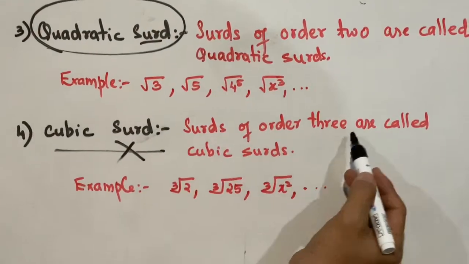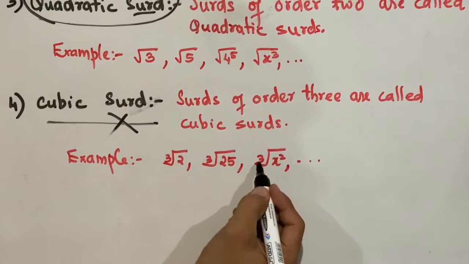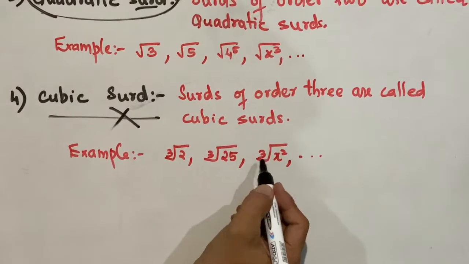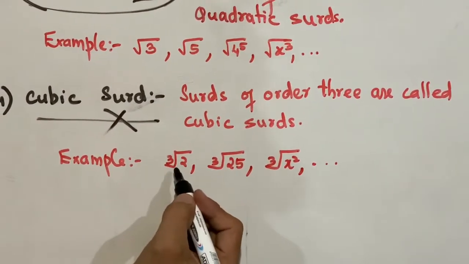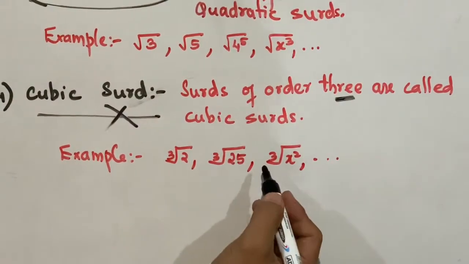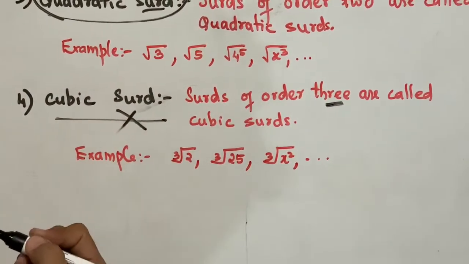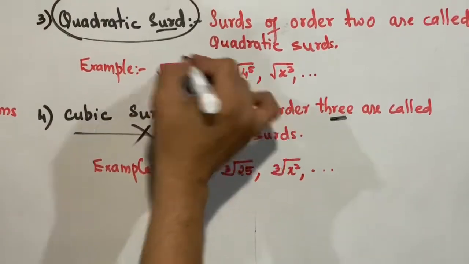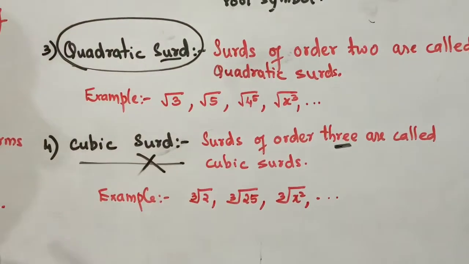Cubic surds are surds of order 3, the cube root. In the cube root surd, the order is 3, because the cube root is a cubic surd. The order 2 is the square root, the quadratic surd.